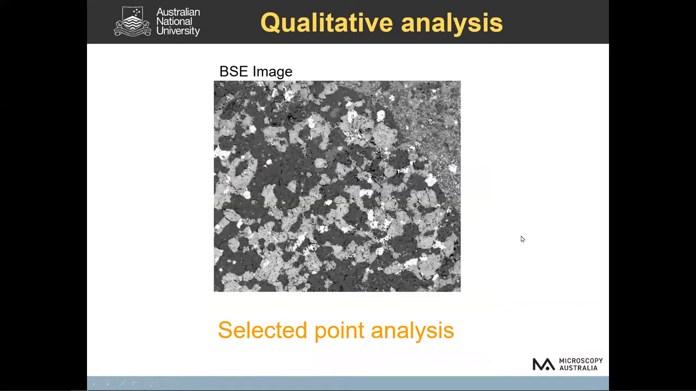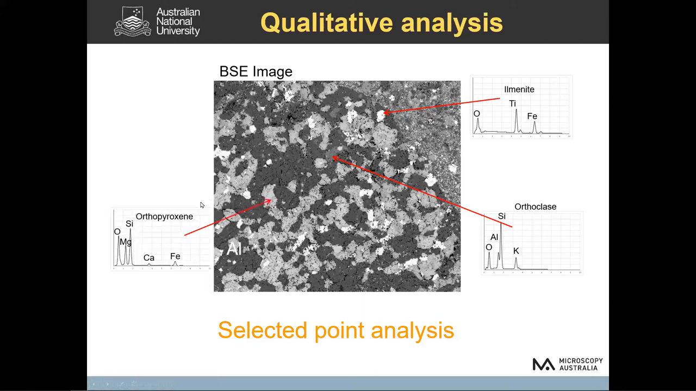So you can have a sample with a backscattered image, and you're wondering what phases some of the different intensities represent. So you go to the first point, you collect the spectrum, and that happens to have titanium, iron, and oxygen. If you usually know a little bit about the sample, you might have a good guess that this might be ilmenite. For other areas, such as a slightly darker region here, you have aluminium, silicon, potassium, and you might guess, okay, I think that's my orthoclase. Similarly for some other phases that you see, you can pick out what you think they might be.